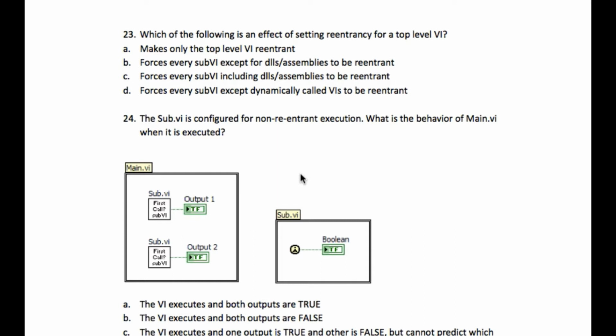Let us begin. This question says, which of the following is an effect of setting reentrancy for a top-level VI? Whenever you change the option of the VI to become reentrant, what actually happens is it only affects the particular VI and not the content, that is the other sub VIs inside the VI. That basically means the correct answer is going to be A, makes only the top level VI reentrant.